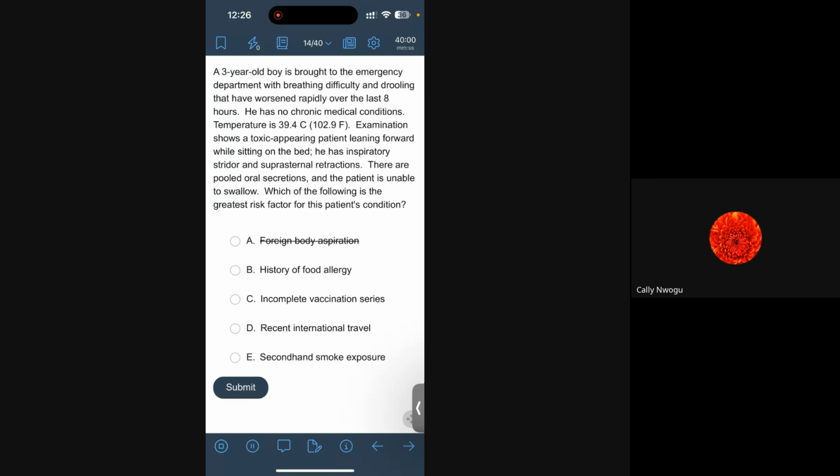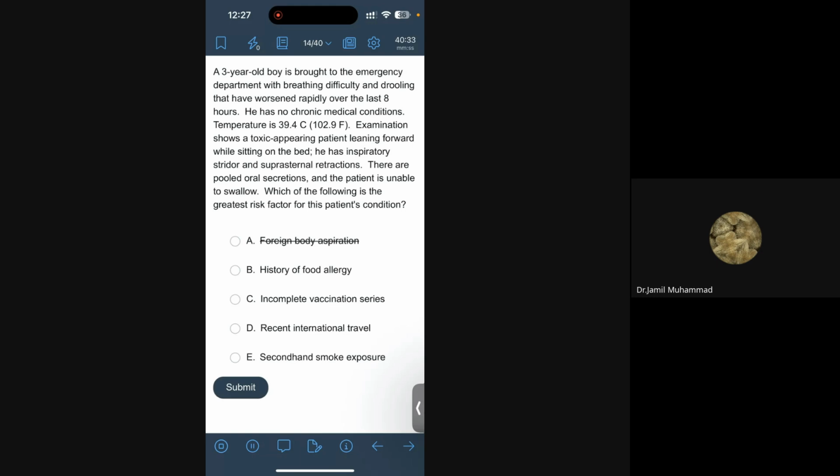Okay, second-hand smoke exposure, international travel. Okay. So we are sure of that. Can you tell me the specific name of the position that the patient has taken, leaning forward? Tripod position. Very good. This position is called tripod position, and tripod position is very specific for epiglottitis. Most commonly the cause of epiglottitis is which bacteria? H influenzae.